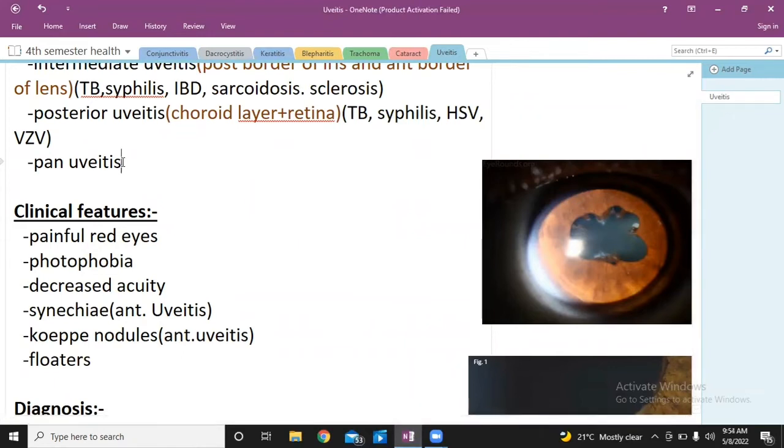It means that all of the iris, the ciliary body, and the choroid layer, from the front of the eyeball to the back of the eyeball, all of the uveal layers are affected and inflamed, and this condition is known as panuveitis. Okay, so then there are clinical features.